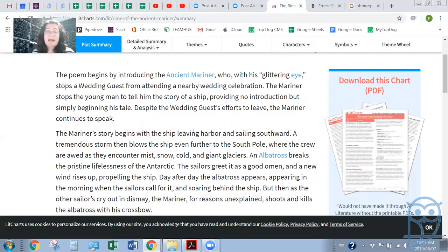Okay, so this is some background to the Rime of the Ancient Mariner. And the poem, because we can't look at the whole thing, it's far too long. The poem begins by introducing the ancient mariner, who, with his glittering eye, stops a wedding guest. An ancient mariner is essentially a very old sailor. Okay, he stops a wedding guest. They're at a wedding, from attending a nearby wedding celebration.